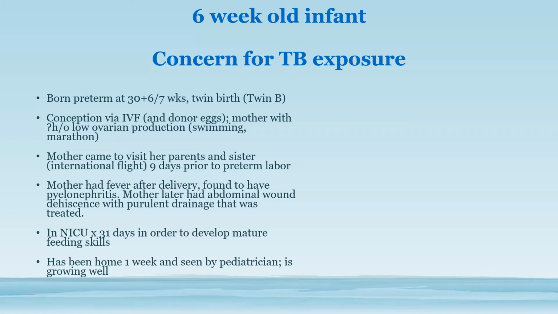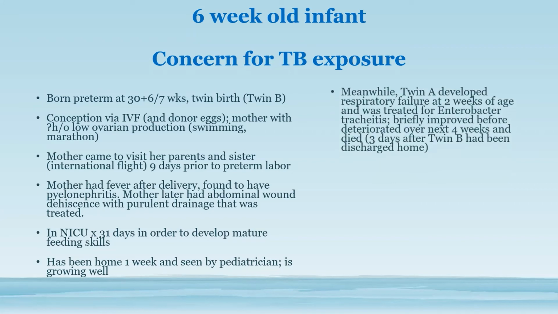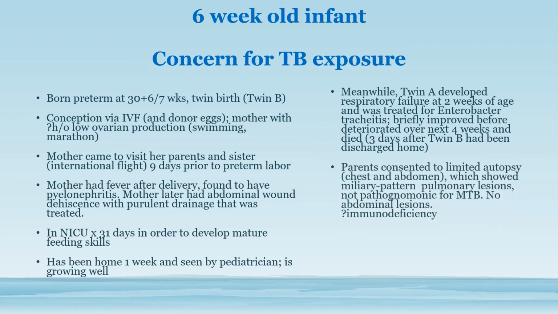He went home really closer between 35, 36 weeks, had already been seen by a pediatrician in the community and was growing well. However, twin A had been in the NICU and unfortunately developed respiratory failure at 2 weeks of age, grew Enterobacter from tracheoaspirate and was treated for that. And briefly improved, but then started to deteriorate. And over the next 4 weeks, declined and did expire 3 days after twin B had already been discharged home.